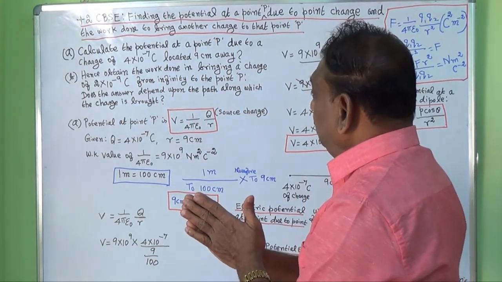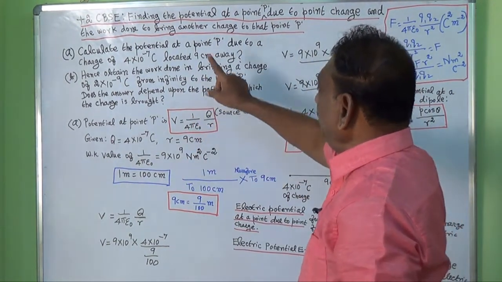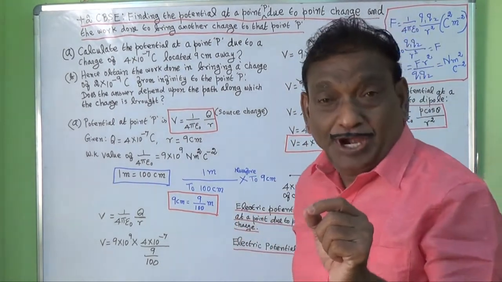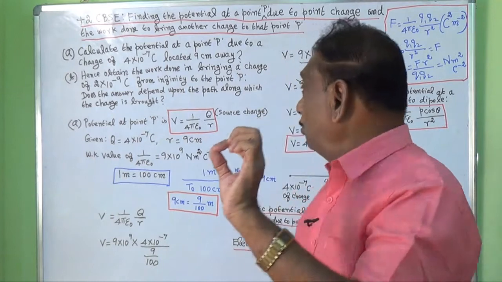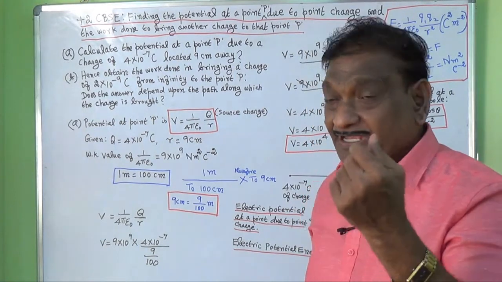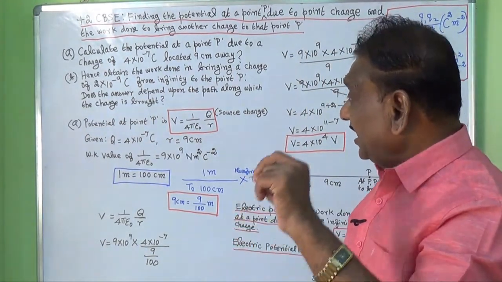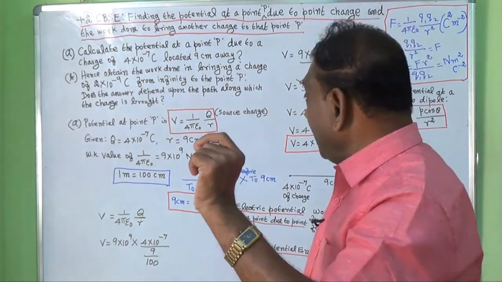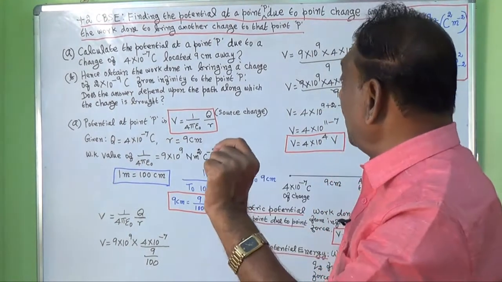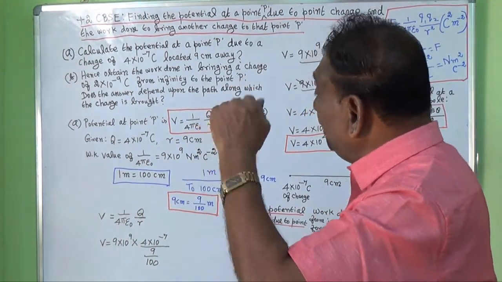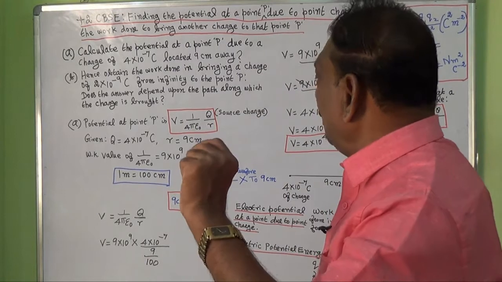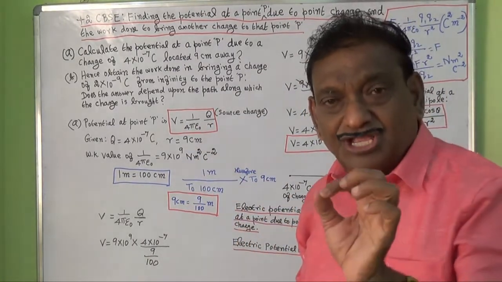Let us go to the sum. Calculate the potential at a point P due to a charge of 4 into 10 to the power of minus 7 coulomb located 9 centimeter away. The second question B is, hence obtain the work done in bringing a charge of 2 into 10 to the power of minus 9 coulomb from infinity to the point P. Does the answer depend upon the path along which the charge is brought?